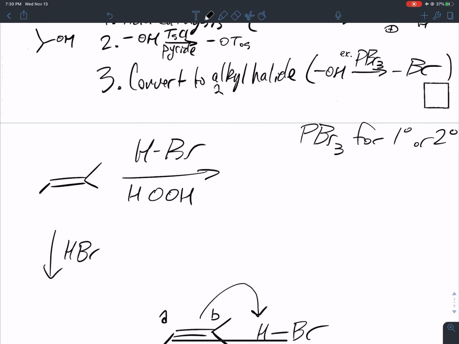The alternative, say you have this tertiary alcohol, and you want to convert that to a tertiary alkyl bromide, you would use HBr in ether at 0 degrees Celsius. That's your alternative for a tertiary. So just keep that limitation of PBr3 in mind.